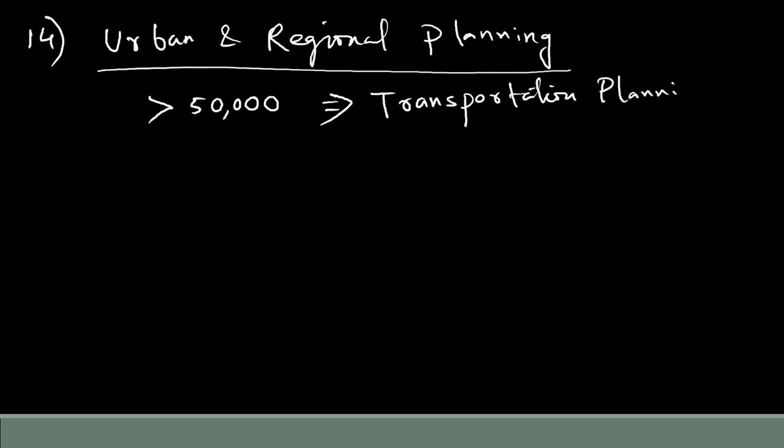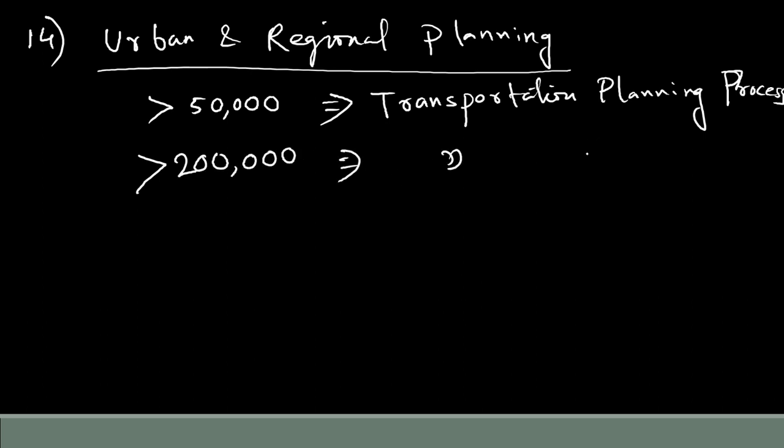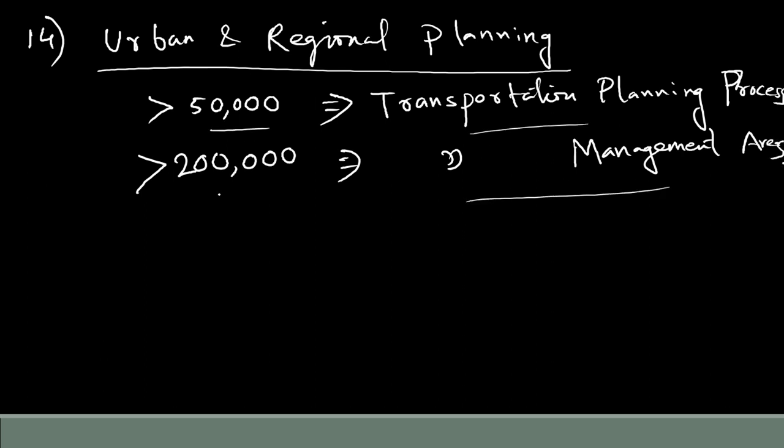If the zone has a greater than 50,000 population, it will have a transportation planning process. But if it has a greater than 200,000 population, then it will have transportation management, and those are called transportation management areas. Please remember these two terms with respect to these two data points. Greater than 50,000 population: transportation planning process. Greater than 200,000 population: transportation management areas.